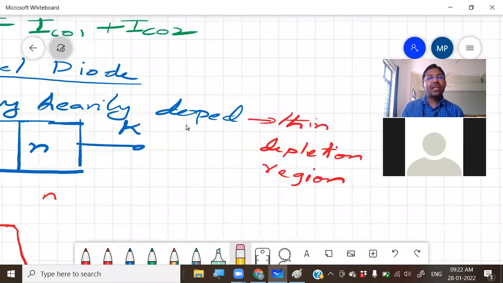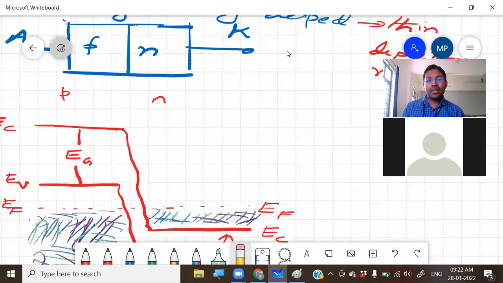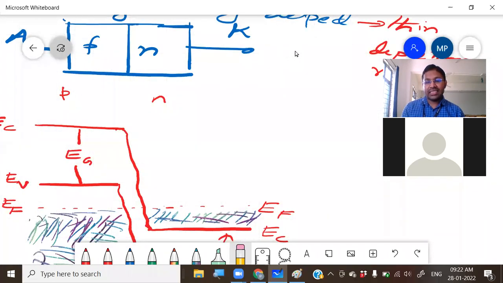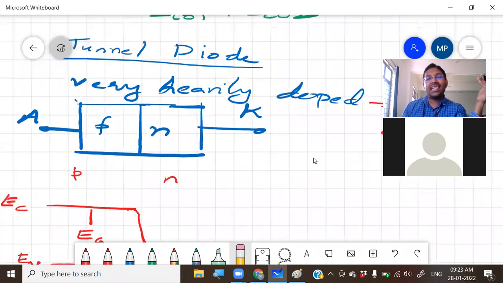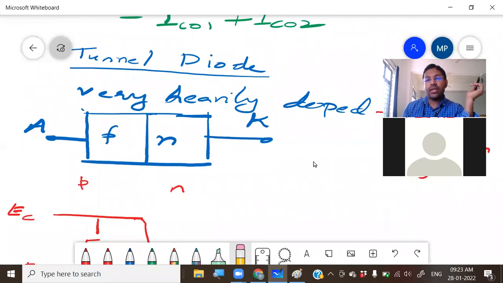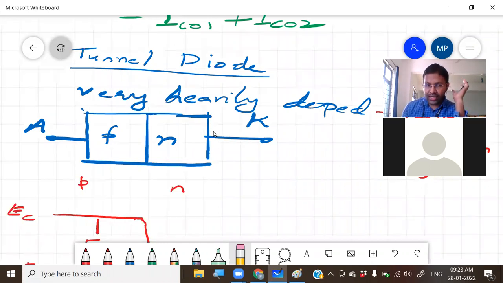And we know very well when doping is high, the width of the depletion region is thin. And when the width of the depletion region is thin, then what happens? The charge carriers can easily tunnel through the depletion region. Hence the name of the device, tunnel diode.